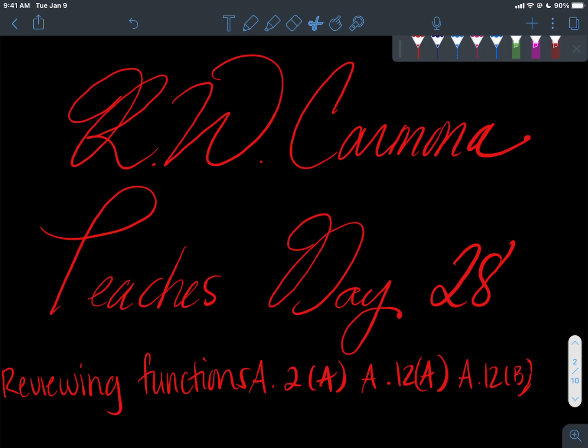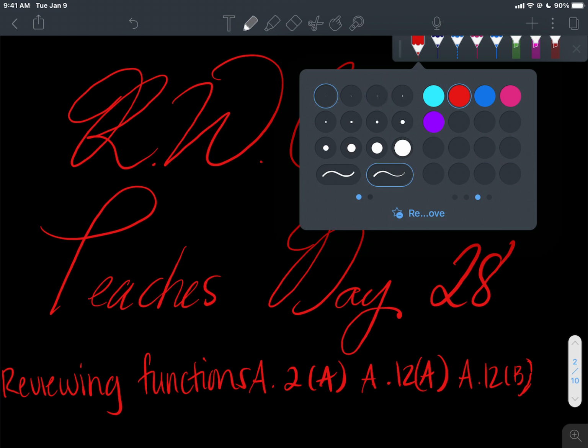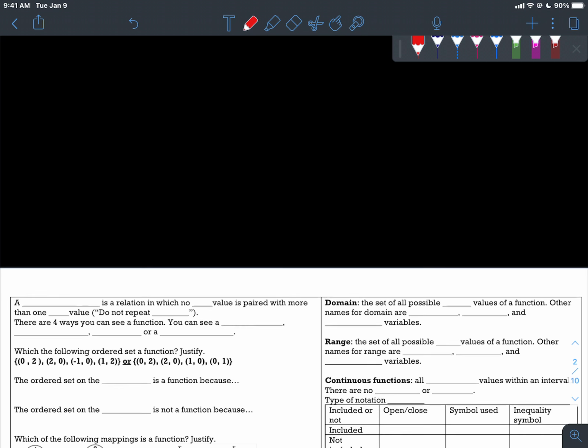Algebra 1, Day 28. Today we're going to be talking about functions. So we're going to be re-reviewing this again. So let us go ahead and get started on this and get started on our notes.